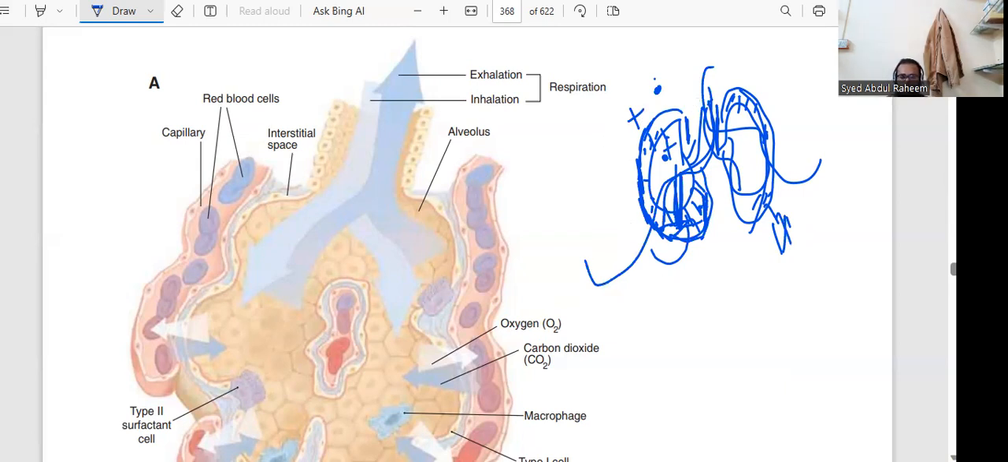Yes, sir. Then liquid is also there inside the pleural membrane. We have studied that pleural membrane liquid.